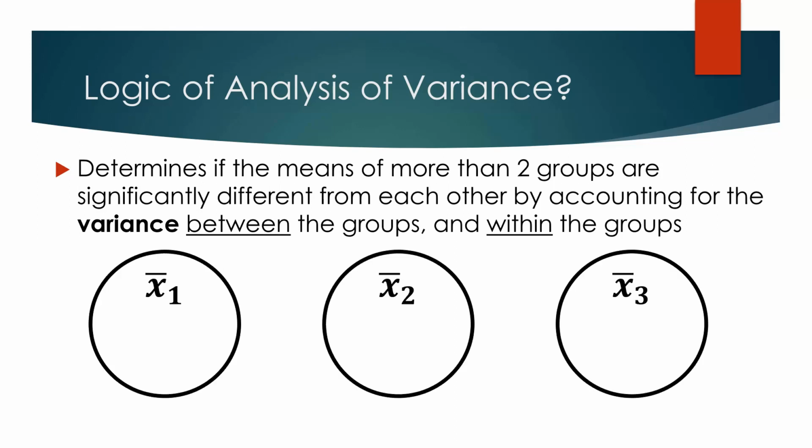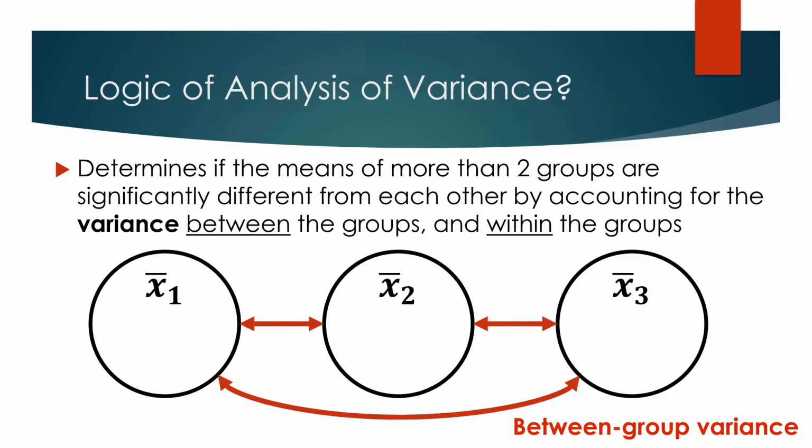So if I have 3 groups, 3 samples, and I got 3 sample means, the first thing that ANOVA does is it looks at how different the groups are from each other. That's what variance is. You remember variance, variability, how different they are. So it's looking at how different the groups are from each other, from group 1 to 2, 2 to 3, and then 1 to 3. If you add another group, then you have to look at all the different comparisons as well. The more groups you have, the more comparisons you would have to make.